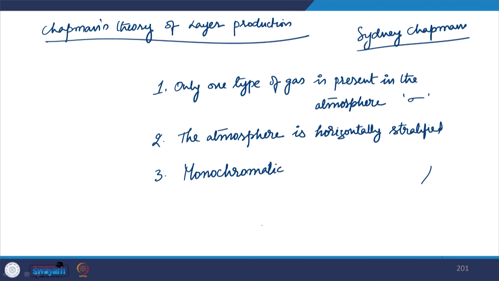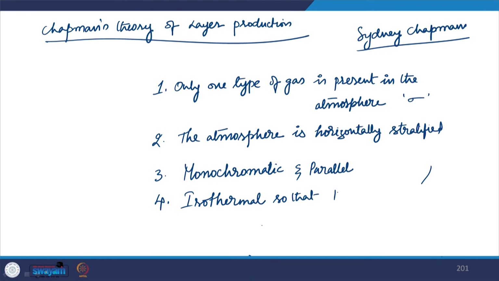The incident radiation from the sun is assumed to be monochromatic. That means on a single wavelength, which is not like that in reality. But for an assumption, we will say that the incident radiation is monochromatic and parallel. The fourth assumption is that the atmosphere is isothermal. The temperature is constant everywhere, so that we take a single scale height throughout.